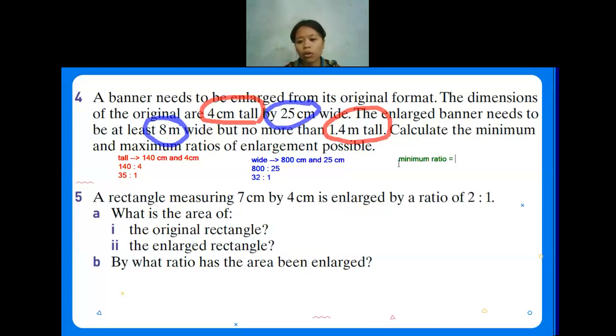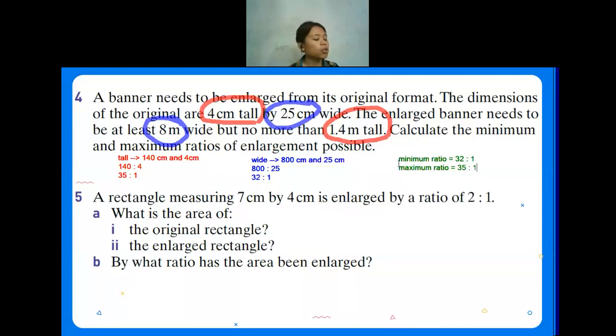Are you still there, or is my voice gone or something? The minimum is 32 to 1. The maximum is 35 to 1, right? Okay, is there anyone who is confused so far, or is my explanation still confusing for you? No confusion? Okay, if you have no confusion, I will move to question 5.